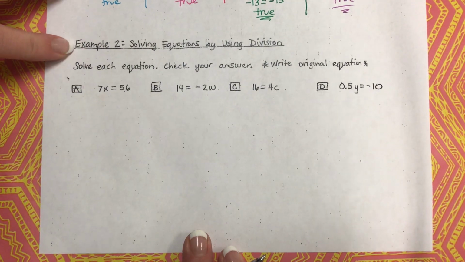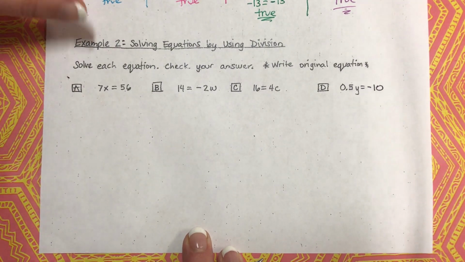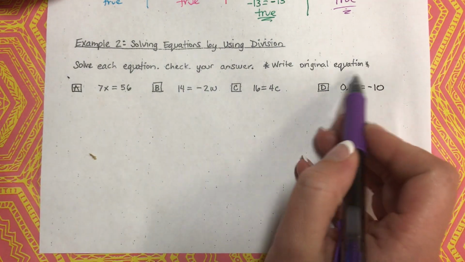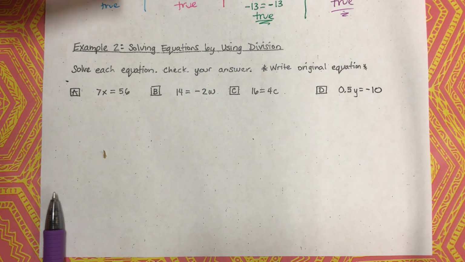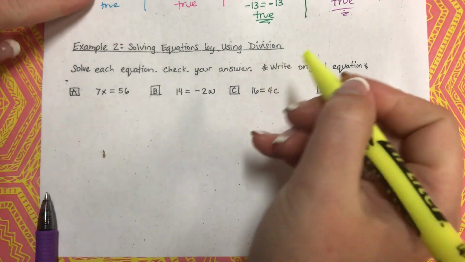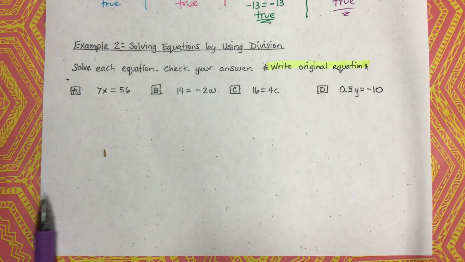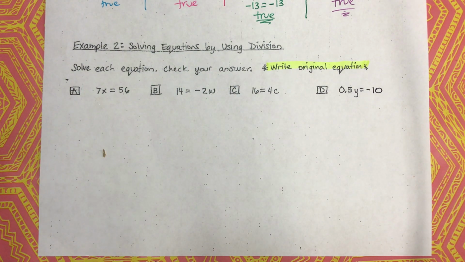All right, we are back with example 2, solving equations using division. So we're going to solve each equation, check your answer, and remember to write that original equation whenever you do the check. Okay, so our first problem we're going to look at is 7x equals 56.